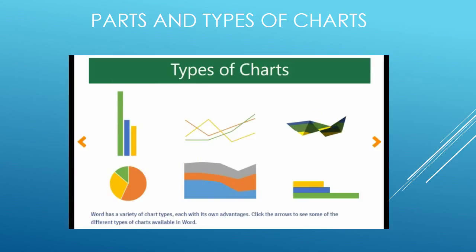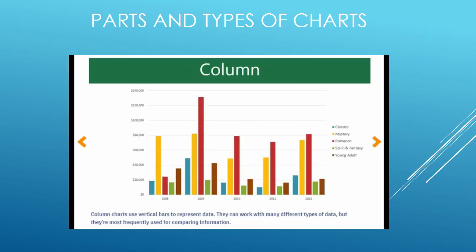Since we've been talking about the types of charts, I wanted to go ahead and include that in here. Word has a variety of chart types, each with its own advantages. So we're going to click on these arrows so we can see some of the different types of charts. This is the column chart, and we're familiar with that because we just used one of those. It uses vertical bars to represent data. They can work with many different types of data, but they're most frequently used for comparing information.